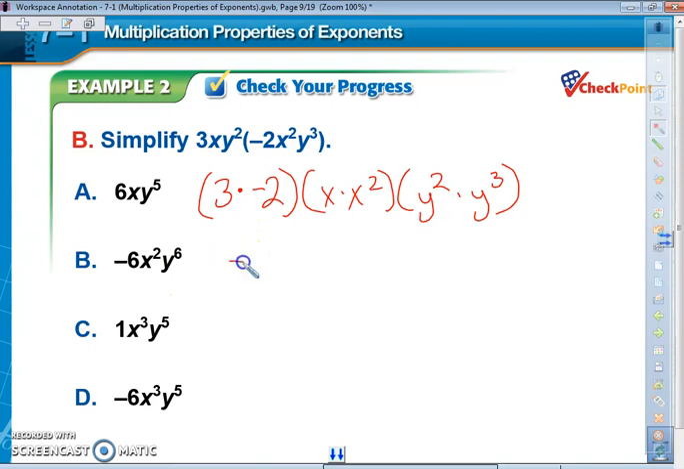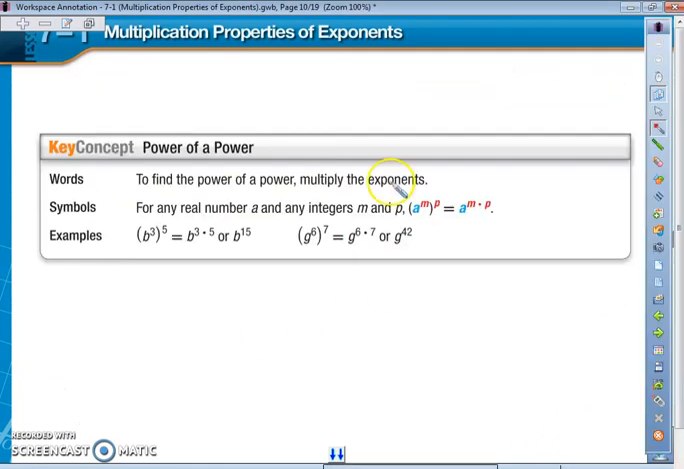So the first thing I've got right here is -6. Goodbye choice A, goodbye choice C. Then I've got x to the third, y to the fifth. So the correct answer is going to be D right there.